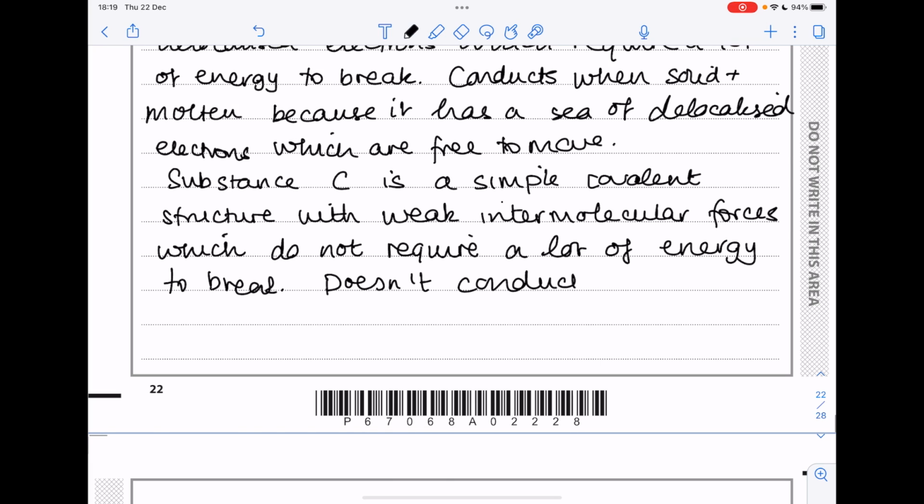This is a very full answer. My hand's hurting.